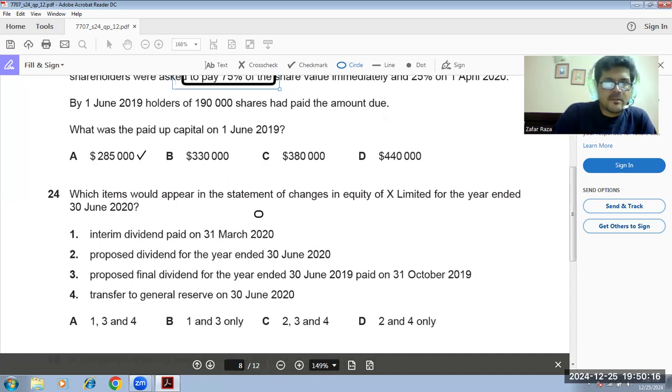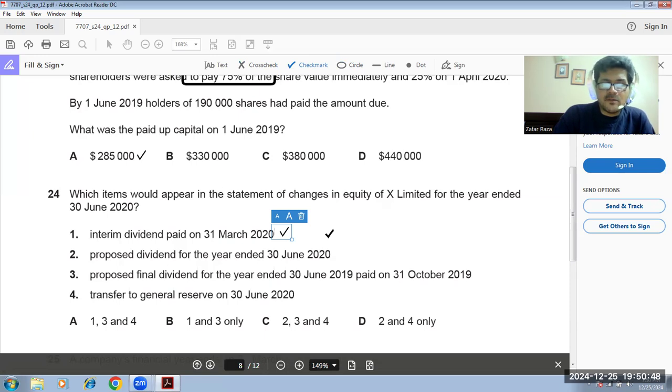Now, which item would appear in the statement of change in equity of X Limited for the year ended 30th June 2020? Interim dividend paid, yes, on 31st March 2020. Okay. So, yes, this is the statement. Proposed dividend for the year ended 30th June 2020.